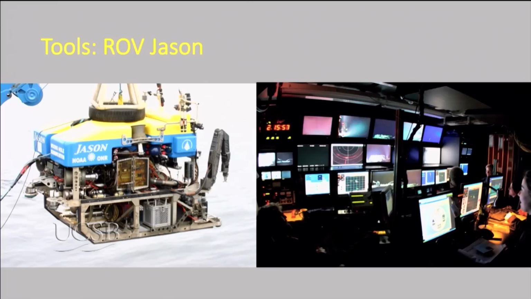Sometimes we use remotely operated submarines. They have many of the same capabilities as the human-occupied submarine, except there's no pressure sphere and people don't go down to the bottom of the ocean. Rather, they sit up on the ship in a command center. This is the command center for this vehicle, and they control the operations of the vehicle from a cable that leads from the ship down to the remotely operated sub.